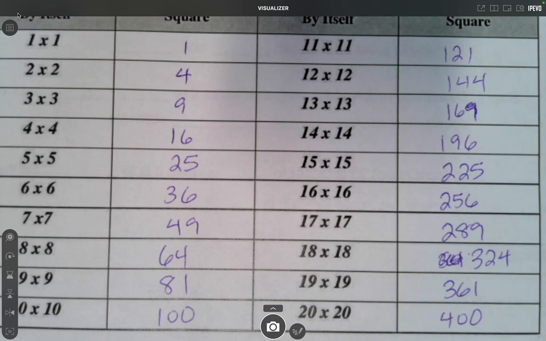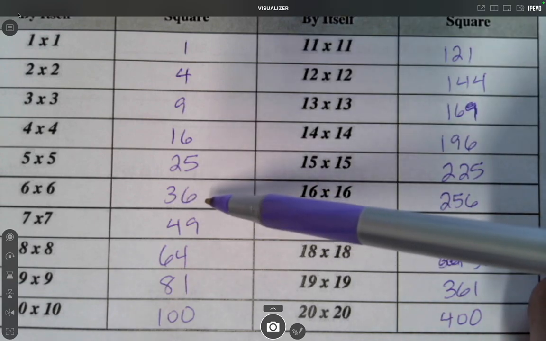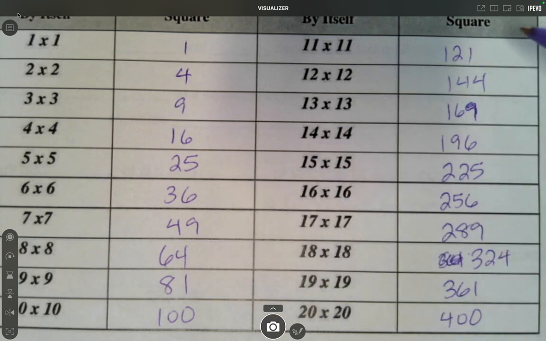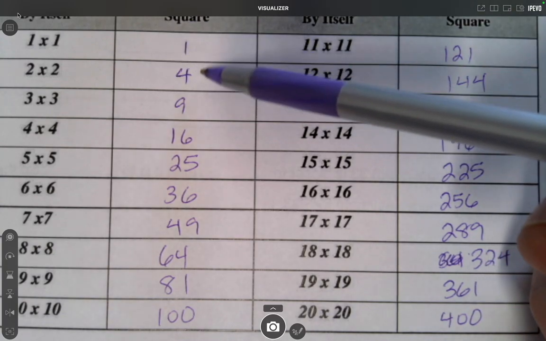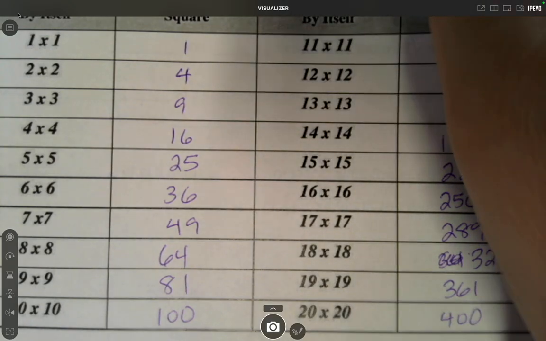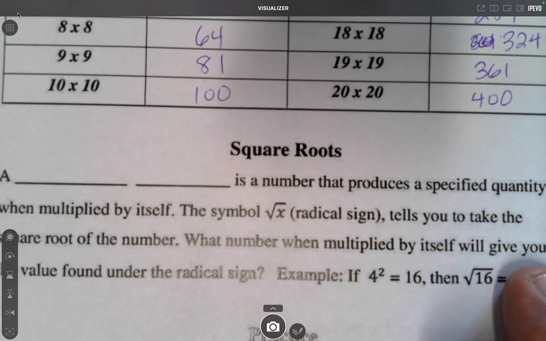So you should be so familiar with these that you know, 36, that's a perfect square. That's just 6 squared. 81, that's a perfect square. That's 9 squared. 121, yeah, I already know that number. It's a perfect square. It's 11 times 11. So make sure you are very familiar with these numbers and what they are for at least 1 through 144. So those are the squares, or perfect squares.